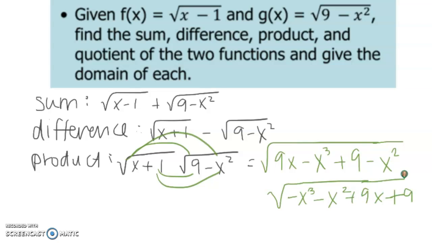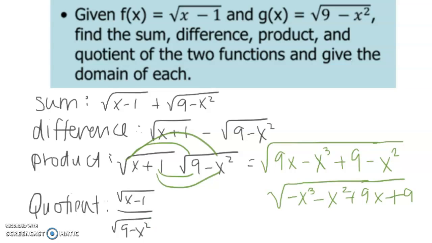Now, for the last one, for your quotient, it's going to be just as simple as the one before. You're putting the top function over the bottom function.